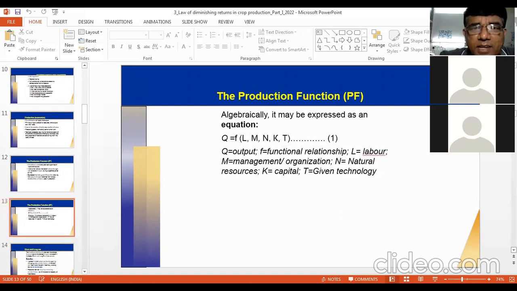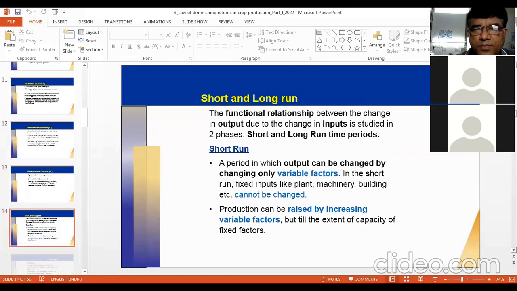Now, algebraically, the simplest meaning of production function may be expressed as Q = f(L, M, N, K, T). Q is output, f is the functional relationship. Here functional means a function of. L is labor, M is management or organization, N is your natural resources, K is your capital, and T is your given technology. So that makes a kind of production function.